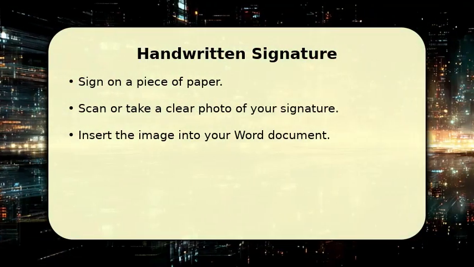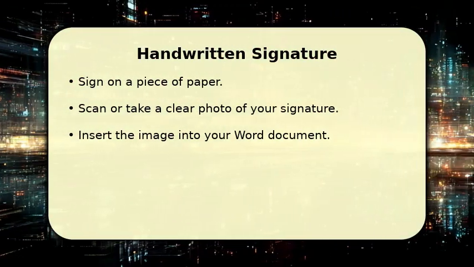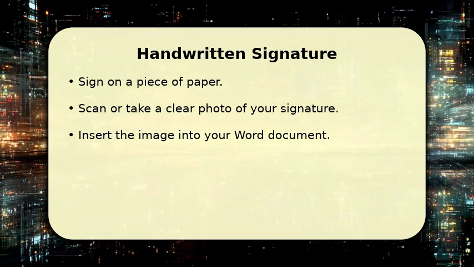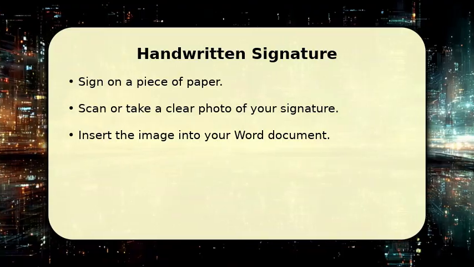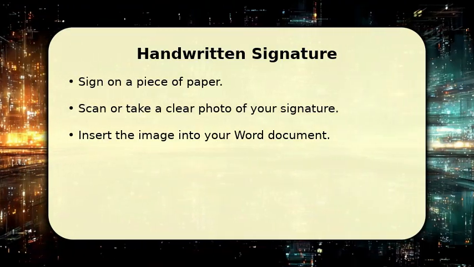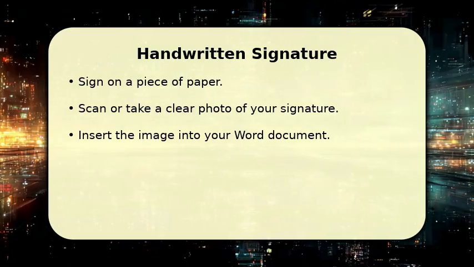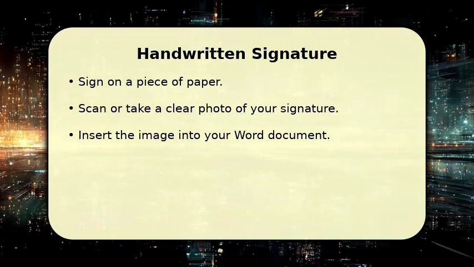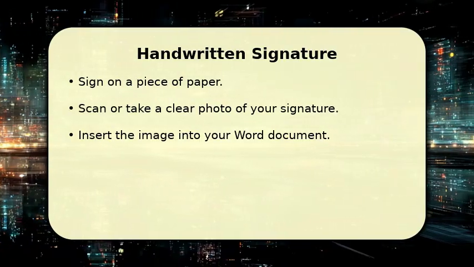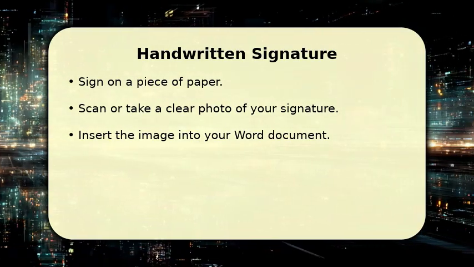For a more personal touch, you can insert a handwritten signature. Begin by signing your name clearly on a blank piece of paper. Next, scan the signature or take a high-quality photo of it using your phone. Once you have the image file, go to the Insert tab in Word, select Pictures, and choose your signature image. You can then resize and position it perfectly within your document.